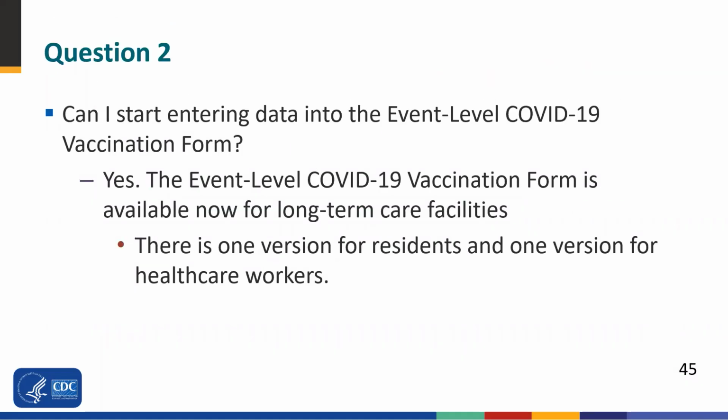Question 2, can I start entering data into the event-level COVID-19 vaccination form? Yes. The event-level COVID-19 vaccination form is available to long-term care facilities starting March 28, 2022. There's one version for residents and one version for healthcare workers. You do not need to have used the Excel data tracking worksheet in order to use the new optional event-level COVID-19 vaccination form.